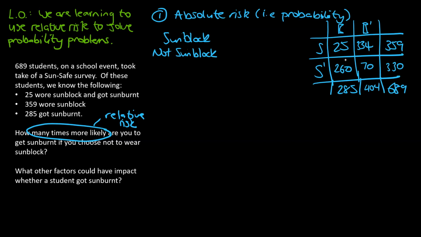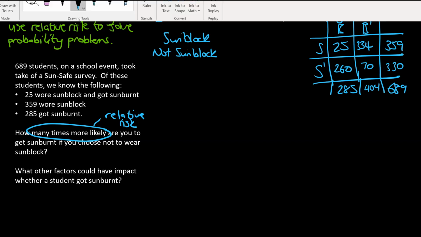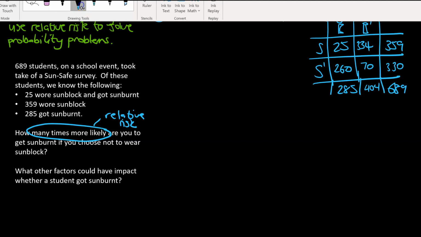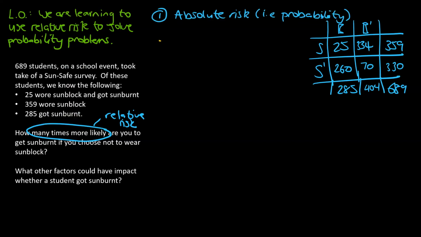So that's our table. We then need to try to calculate the absolute risk. So just to recap what we're trying to compare, let's change pen colors for this. We'll go into the yellow pen. We are trying to find out how many times more likely you are to get sunburnt if you chose not to wear sunblock. So what we need to find out is the probability of getting burnt if you wore sunblock, and the probability of getting burnt if you chose not to wear sunblock.